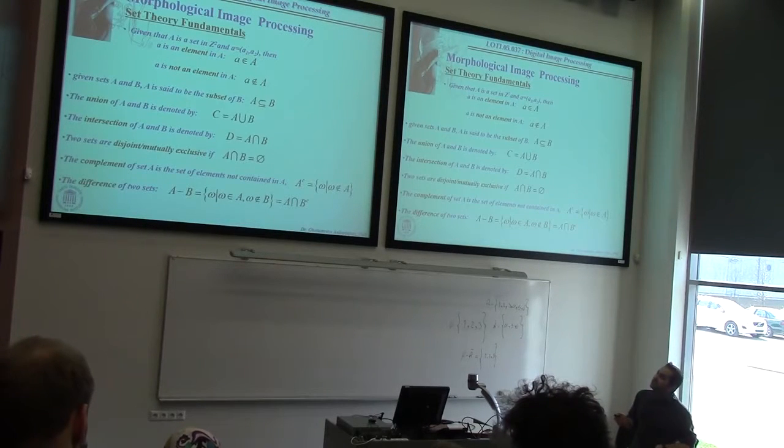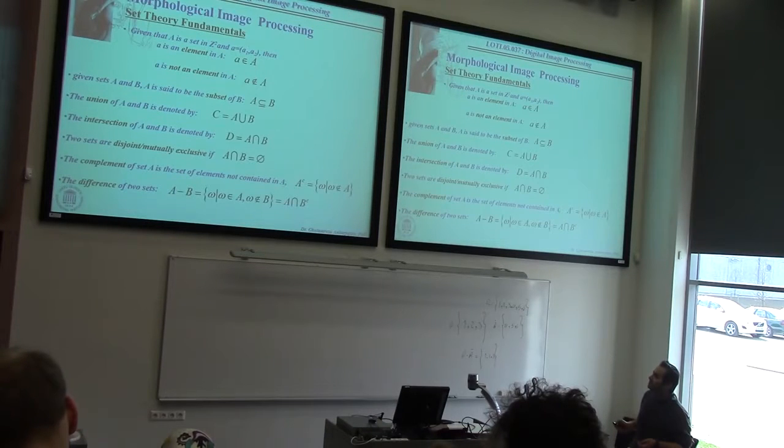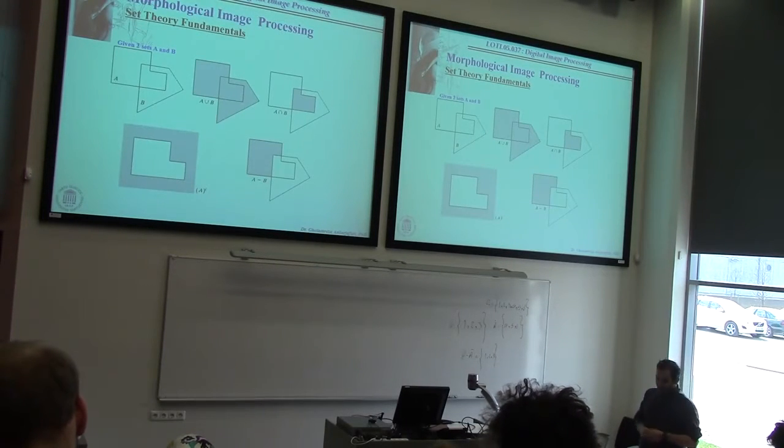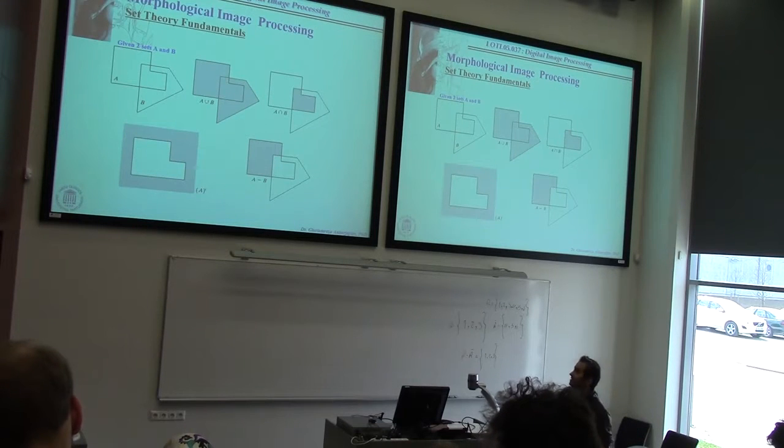Again, similar to an element being a member of set A or not, disjoint sets have an empty intersection, and then there are the complement and the difference between them. That's the first example that we can show.